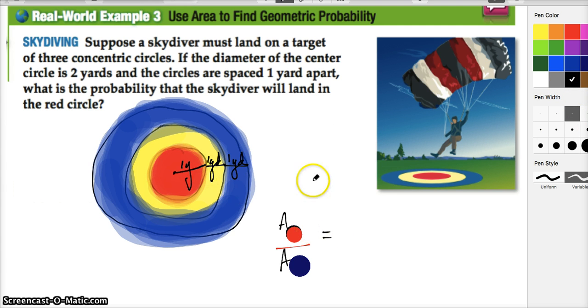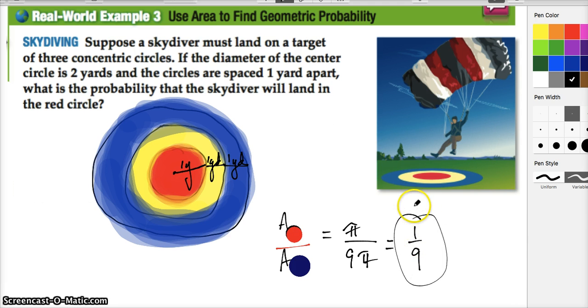Area of a circle is going to be pi r squared. This one is going to be pi 1 squared because the radius is 1, so it's basically going to be pi, right? Pi yards squared. And the area of this bottom circle where the radius is 3 is going to be 9 pi. And since the area of the top over the bottom, we can reduce it, right? And get 1/9. So the probability of the skydiver falling exactly on that red circle is 1/9, which is just about 11%.